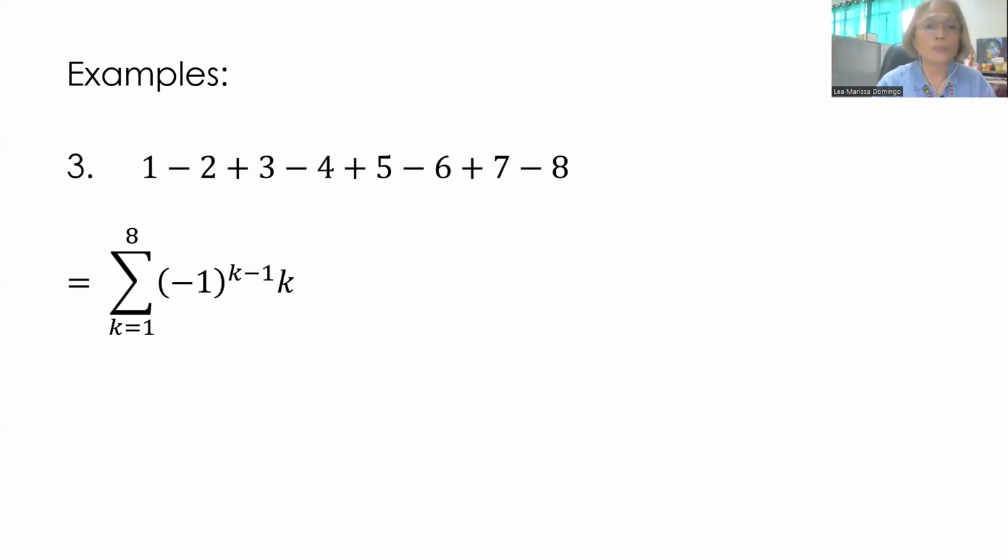For the third term, we have k equals 3. Wala na naman yung cursor. So, we have negative 1 raised to 3 minus 1. 3 minus 1, that's 2. Negative 1 raised to the second power. So, that's negative 1 times negative 1. That's positive 1. Our k is 3. So, 1 times 3. So, that's positive 3. And so on. Okay? So, ganun lang.